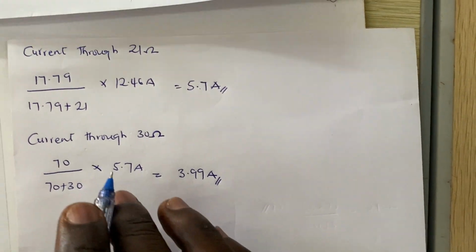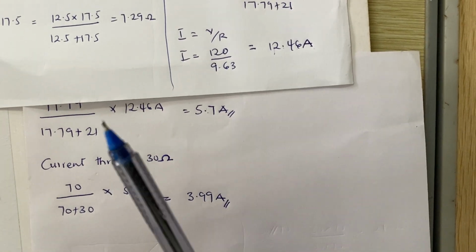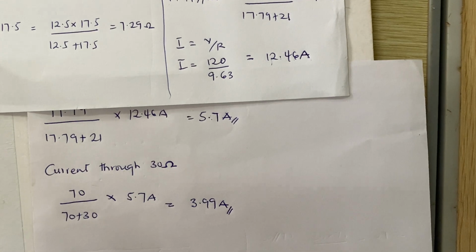So when you have something like this, then it means that we can now find the current flowing through every element in that particular circuit, right?